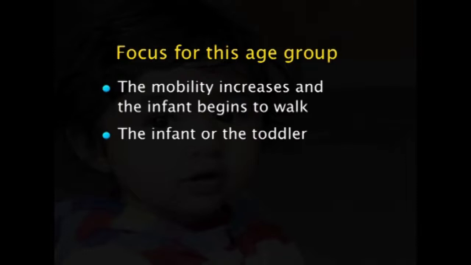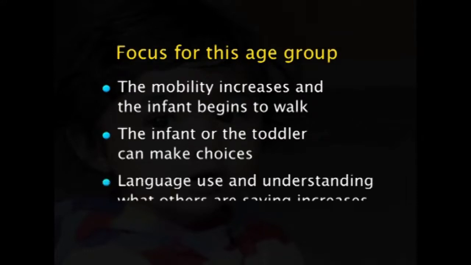The focus for this age group is that mobility increases and the infant begins to walk. The infant or the toddler can make choices. Language use and understanding of what others are saying increases. The emotional developmental milestones: strong attachment to adults. Sometimes fear can be shown, especially to things like clowns, fast moving objects or large dogs.